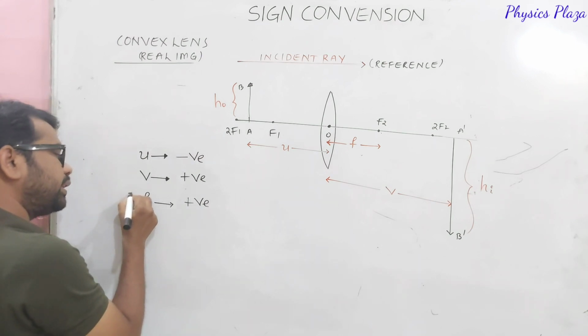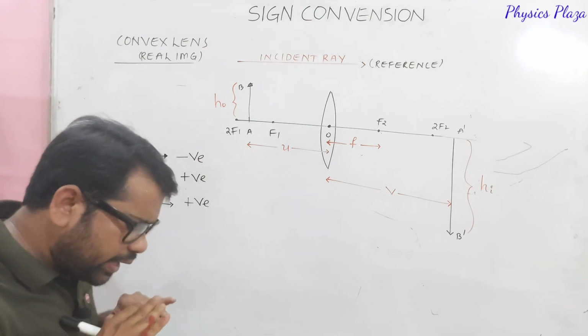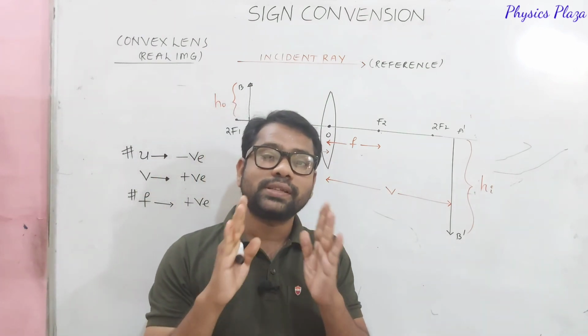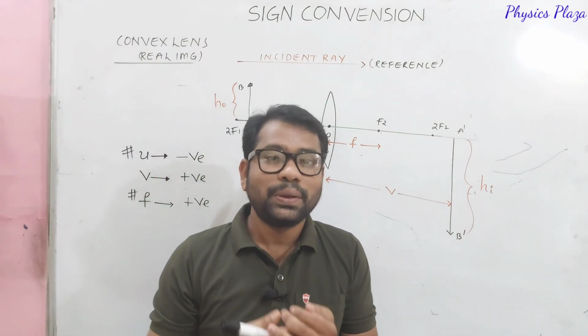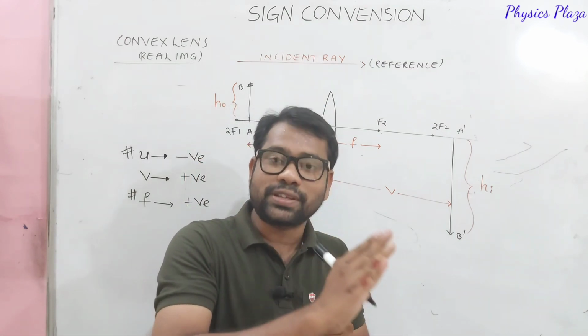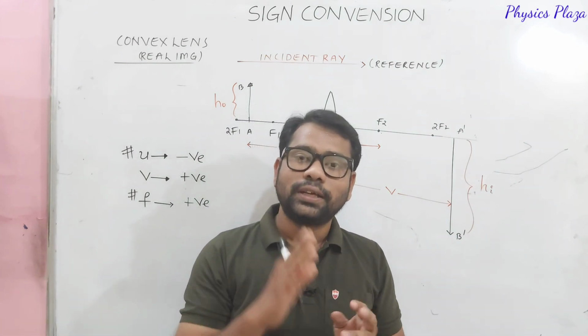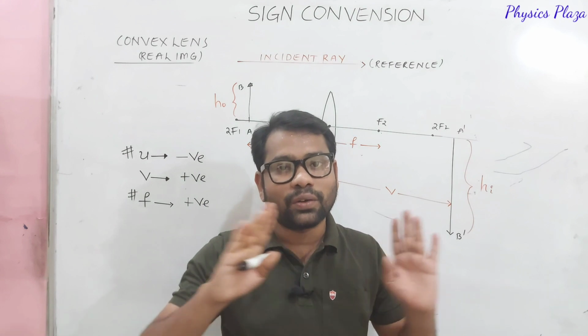Children, here we need to remember one very important thing about this U and F. For any lens, object distance is negative. Why is it negative? Because according to the sign convention rule, the object is always placed on the left side only. So we need to go in the opposite direction to the incident ray always. That's why object distance is always negative.